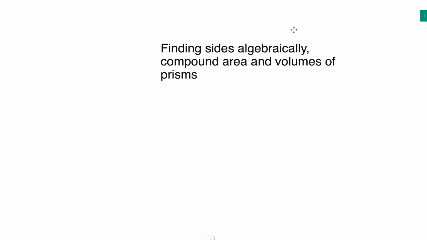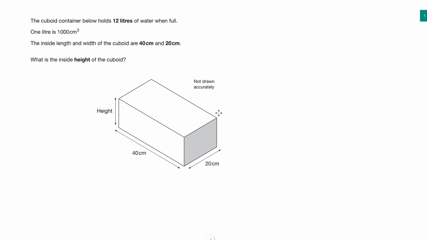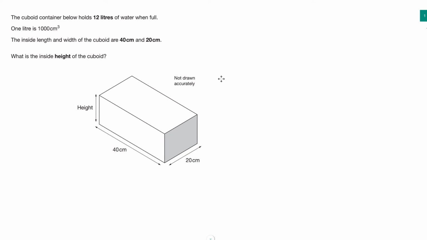Okay, so moving on. Okay, so this is a slightly harder question. So, first thing to do is read it. The cuboid container below holds 12 litres of water when full. 1 litre is 1,000 centimetres cubed. The inside length and the width of the cube are 40 centimetres and 20 centimetres. What is the height of the cube?